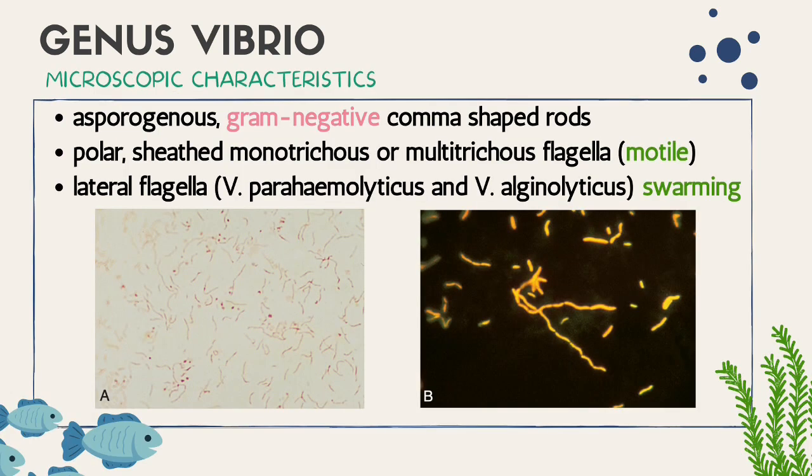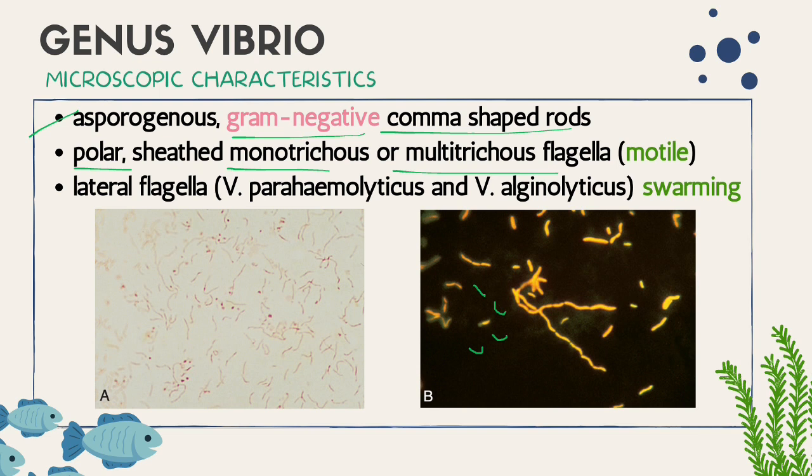Next, we have the microscopic characteristics of the genus Vibrio. They are asporogenous, so that means they do not produce spores. They are gram-negative, comma-shaped rods. Okay? They look like a comma, like this. Most of the time, they look comma-shaped. They have polar, sheathed, monotrichous or multitrichous flagella.